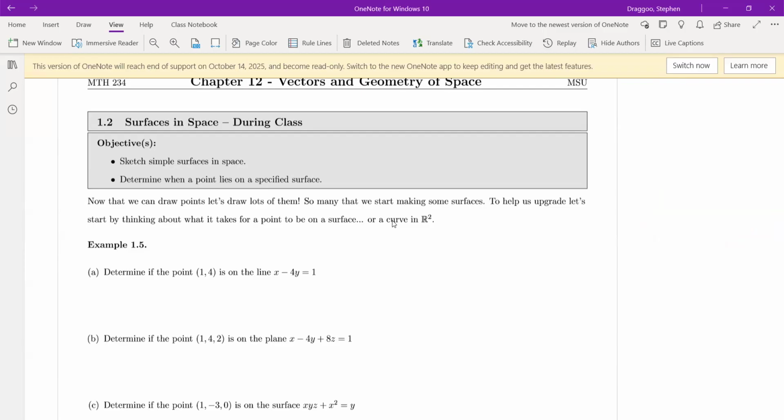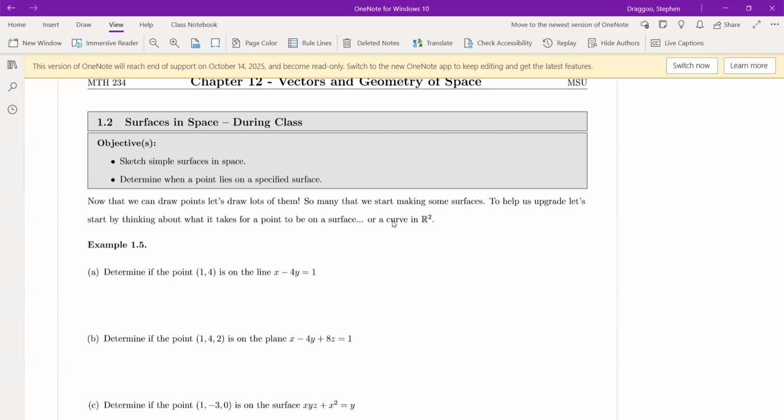All right. 1.2, surfaces in space. What do we want to do? After a quick introduction to our three-dimensional coordinate system, I want to just generate a few equations, except that these equations now are going to exist in 3 space. And I want to quickly check to see if a given point exists on that surface.